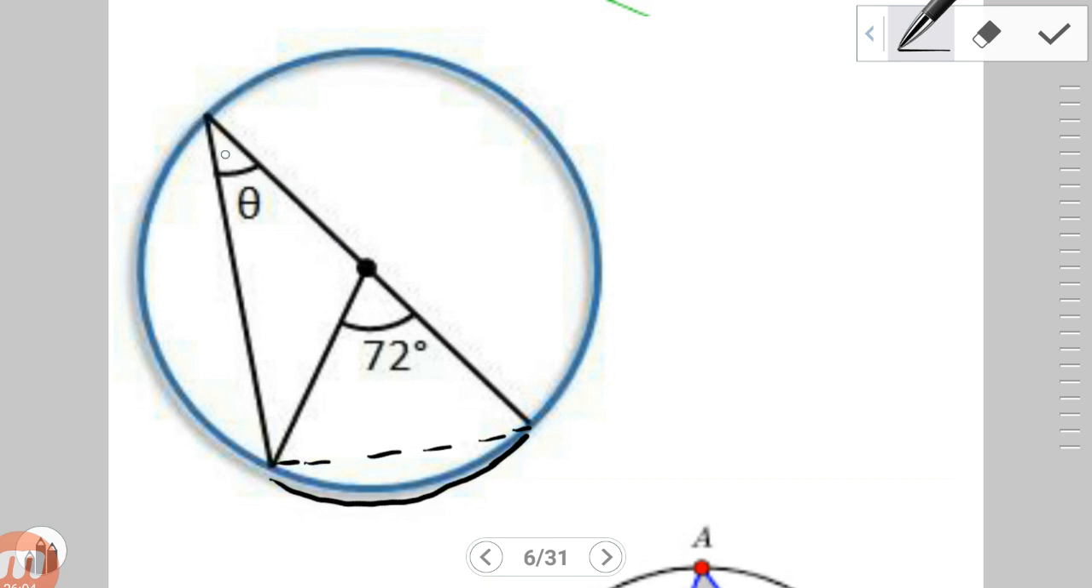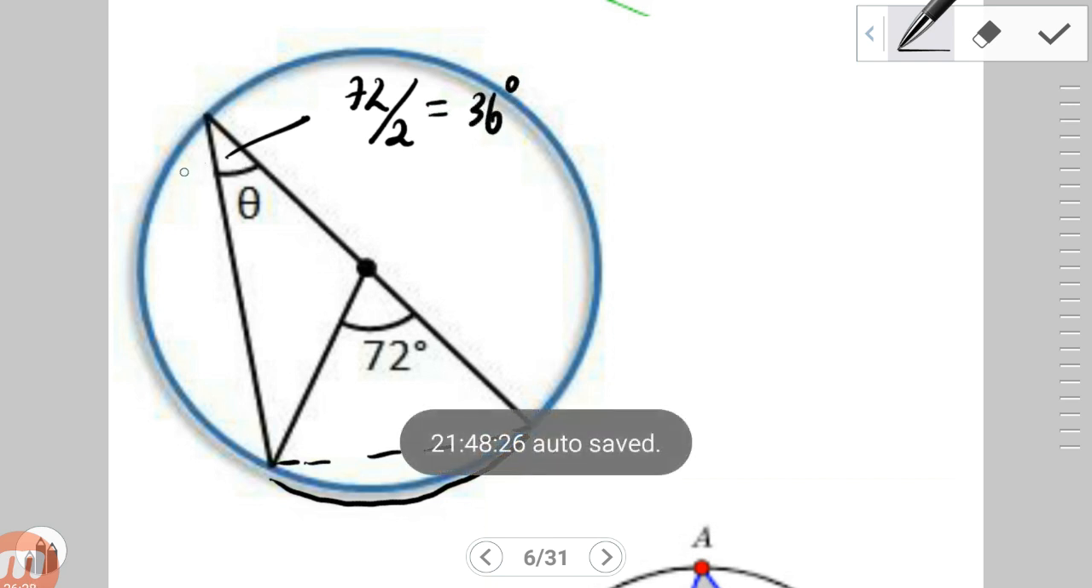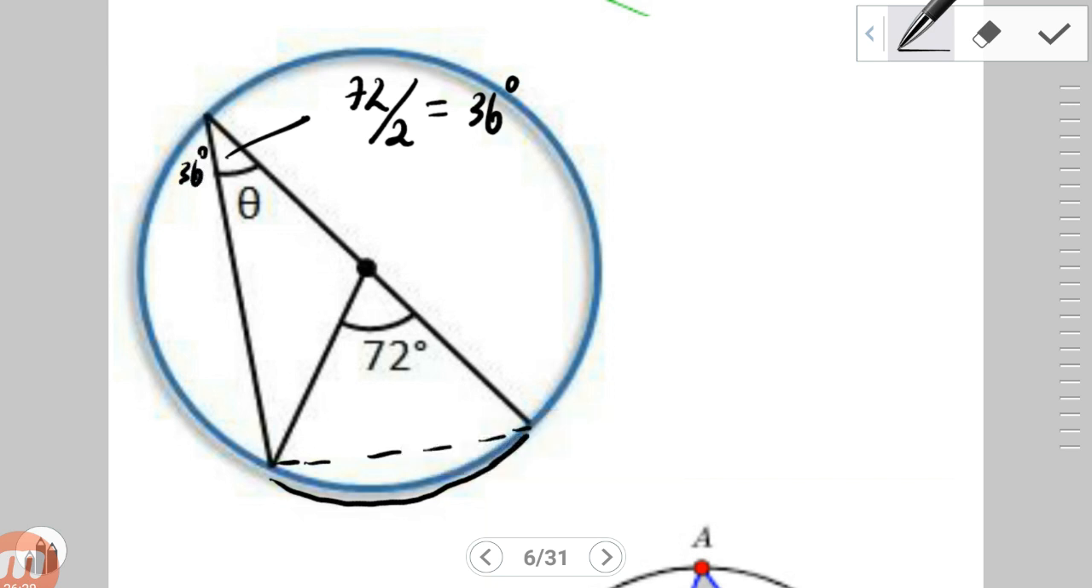That's actually the diameter. Here the diameter is the other line that projects towards the circumference, which is why 72 degrees here is this angle at the center. Then this angle here is going to be 72 divided by 2, which is therefore going to be 36 degrees. So this angle here is 36 degrees.